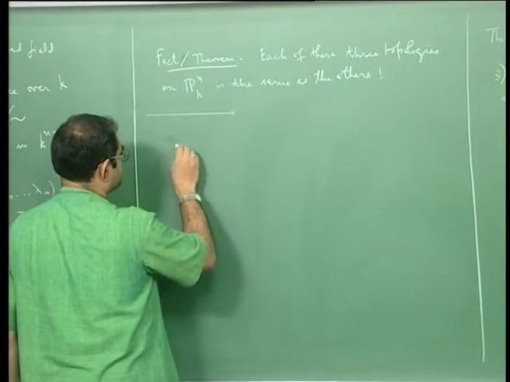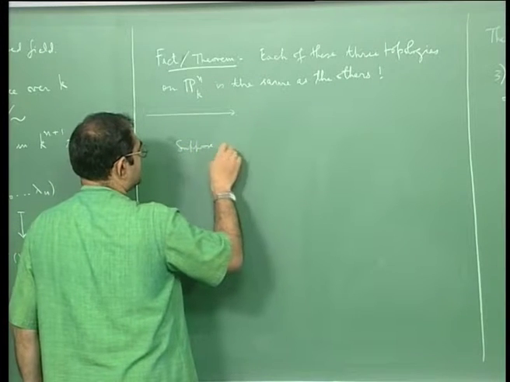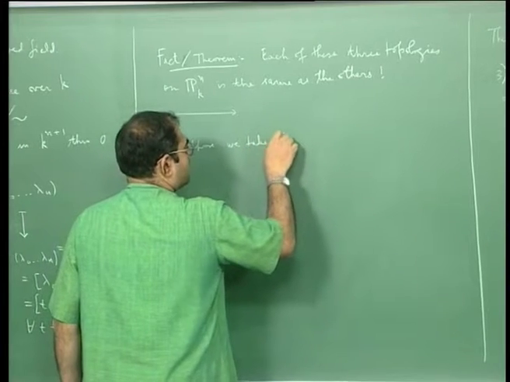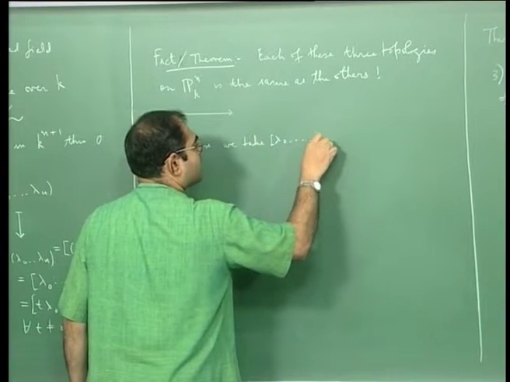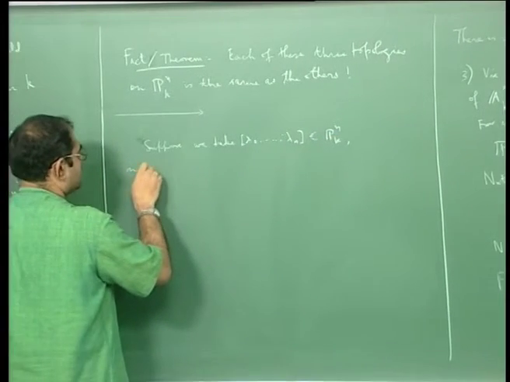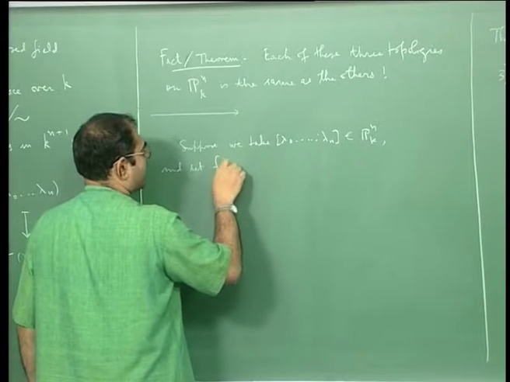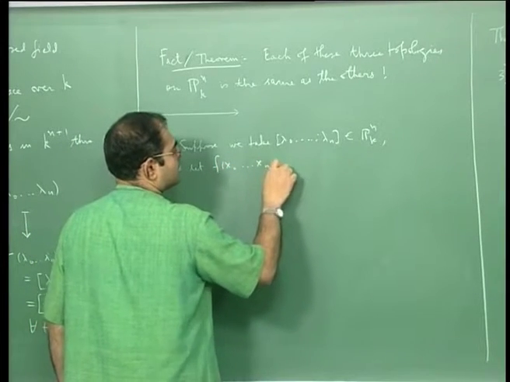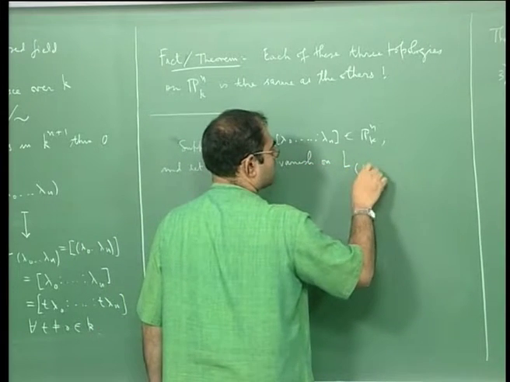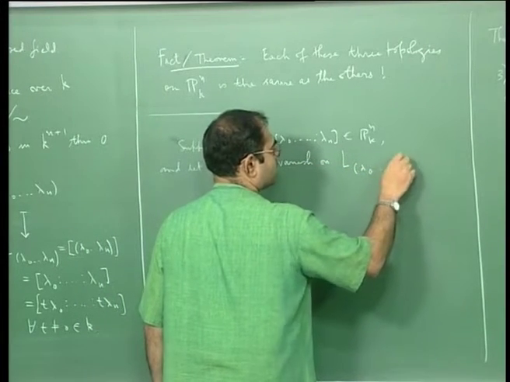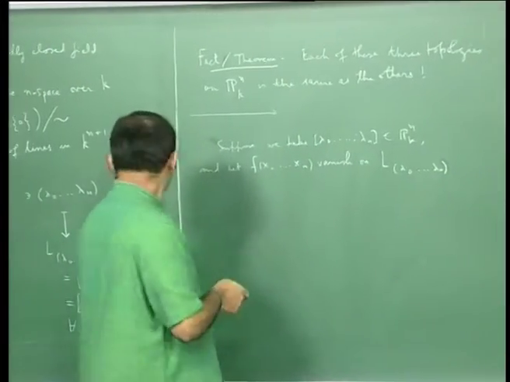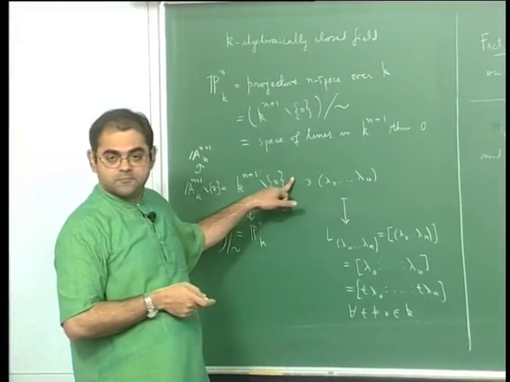So suppose we take a point lambda naught through lambda n in projective space, and let f of x naught through xn vanish on the line through lambda naught through lambda n, which is actually this point. The point in projective space is the same as its inverse image, which is the line.